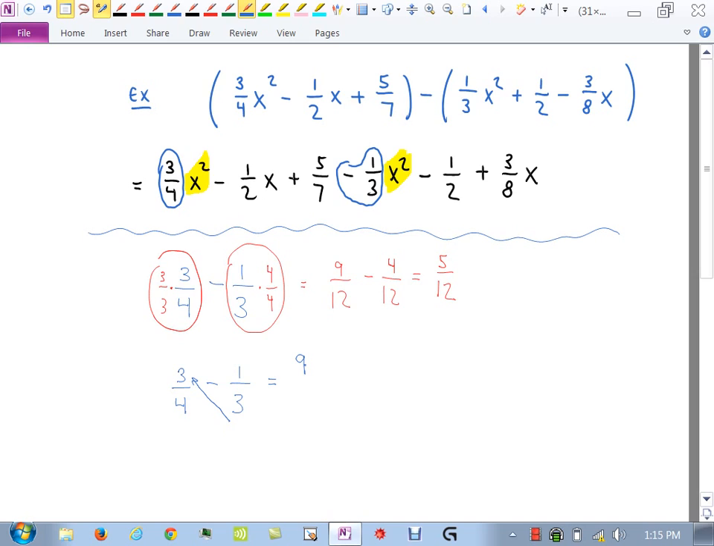Now, do this way to this way. So 4 times 1 is what? 4, and that goes in the top right. And what was the operation between the 2? Subtraction. So I put a minus sign between them. And then I divide that by whatever I get when I multiply across the bottom. Multiply straight across the bottom and you get what? 12. And that's 5/12.